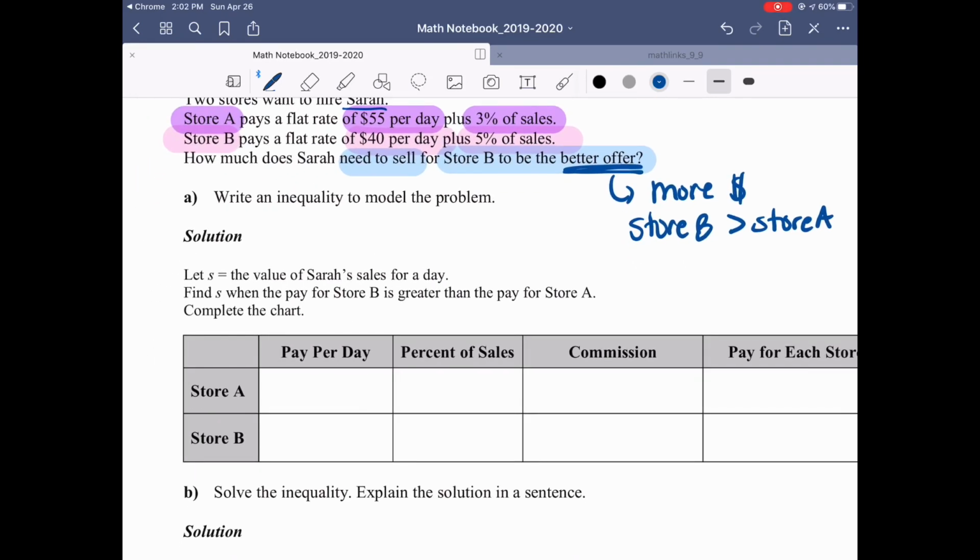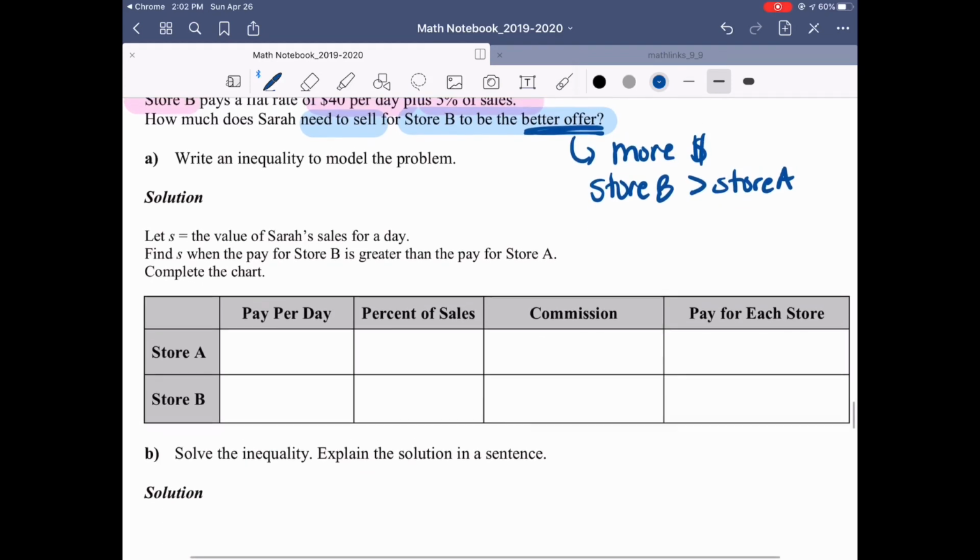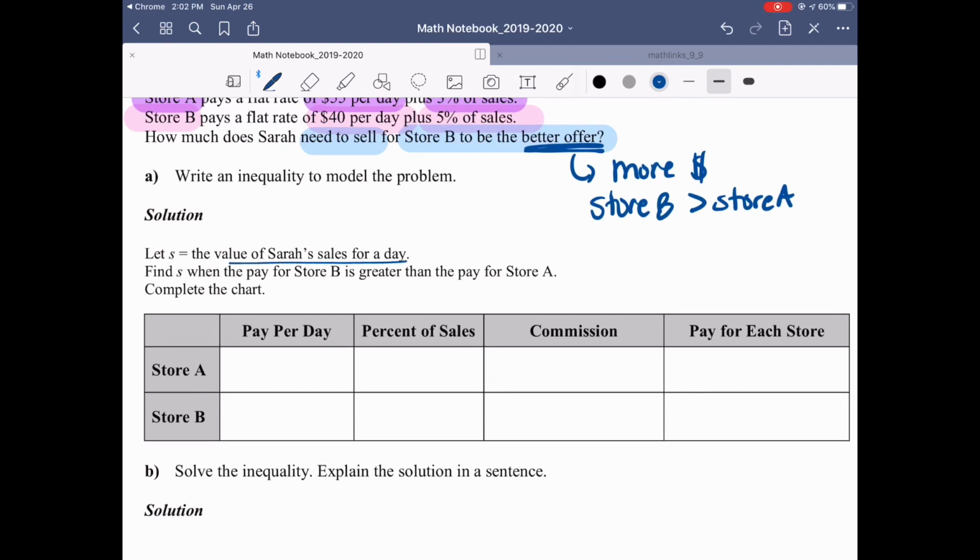So let's plug our information into this table. You obviously don't have to use a table if you don't want to. This is just there to help you set it up. It says let S equal the value of Sada's sales for a day. That's how much sales she has, and that's the variable we're going to use. It says find S when the pay for store B is greater than the pay for store A. Store A is paying $55 per day, whereas store B pays $40 per day. And in store A, she'll get 3% of sales, whereas in store B, she'll get 5% of sales.